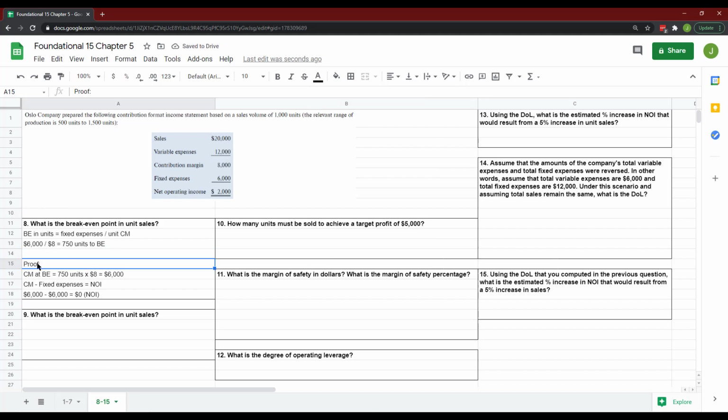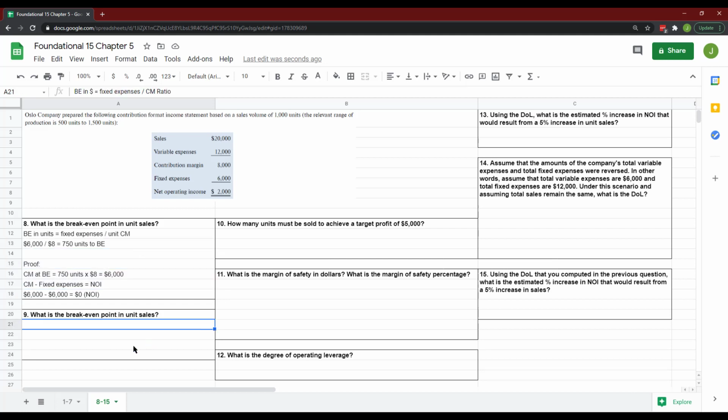Okay, now let's prove that that actually is correct. What would be our contribution margin, meaning how many dollars would we have to cover fixed expenses if we only sell 750 units? Well, if we sell 750 units, each of them contributes $8 to contribution margin. That would be $6,000. So you have $6,000 to cover how much in fixed expenses? $6,000. So that contribution margin of $6,000 minus the fixed expenses of $6,000 gives us $0 in net operating income, which would be a point of break even. So that's a calculation to prove that we calculated our break even correctly, at least in units.